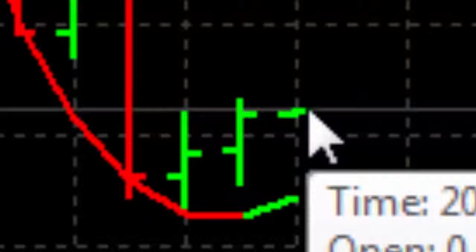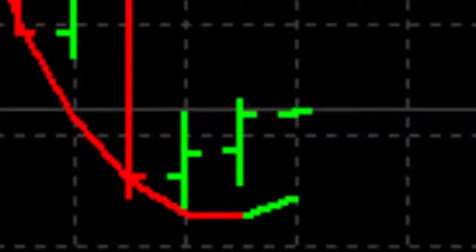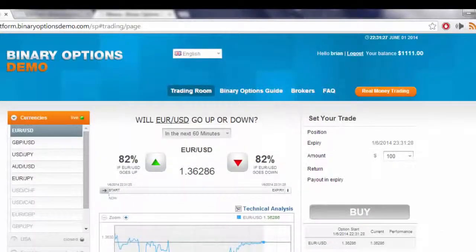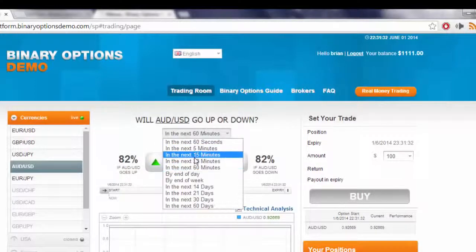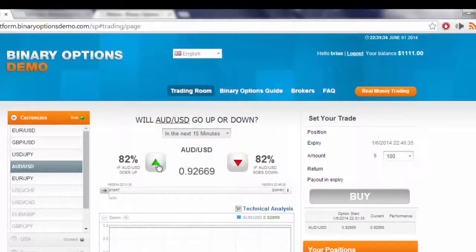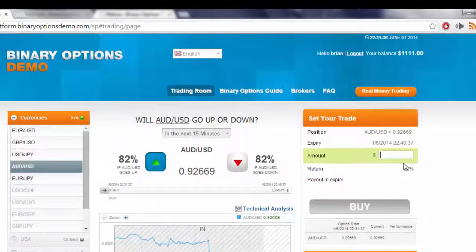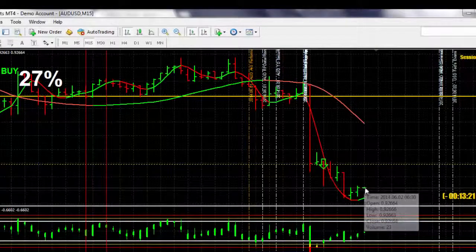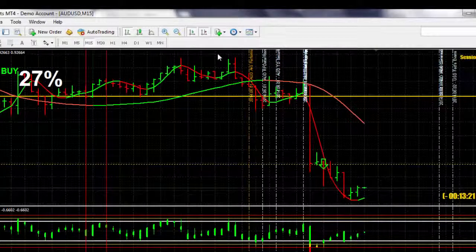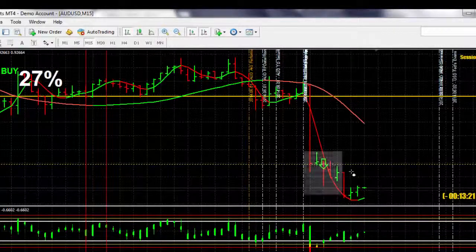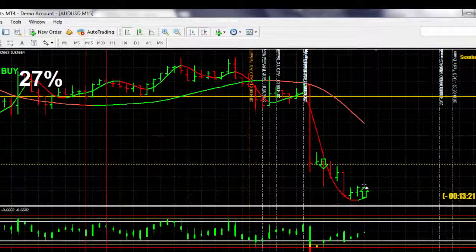What I'm doing is just testing a 15-minute expiry time. So I'm going to be taking a call on the Aussie USD really quick. This is just as a test, basically just trying to see if this is a viable strategy for the long term. And we had that move up there, so there's our entry. The idea is that we can catch the momentum.